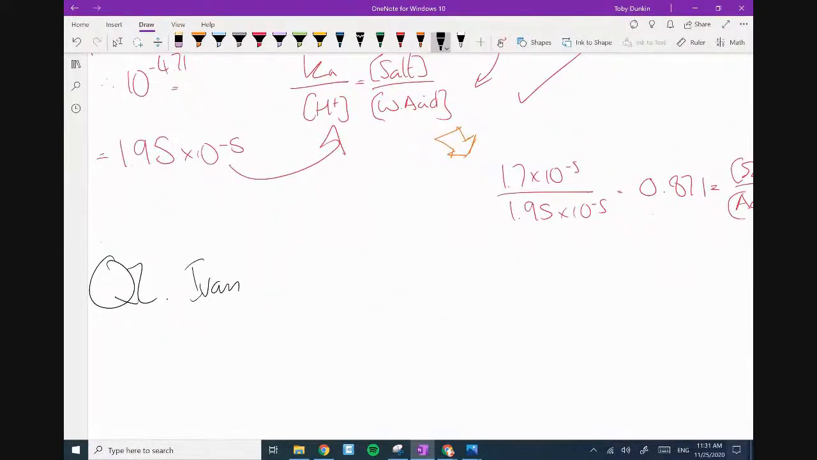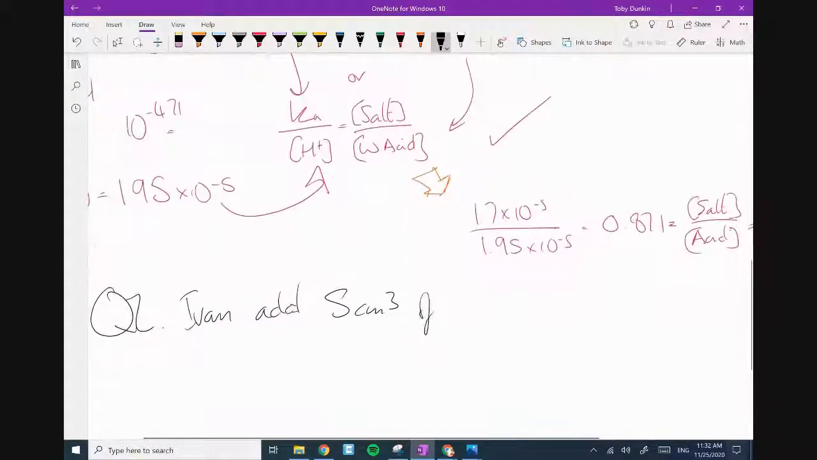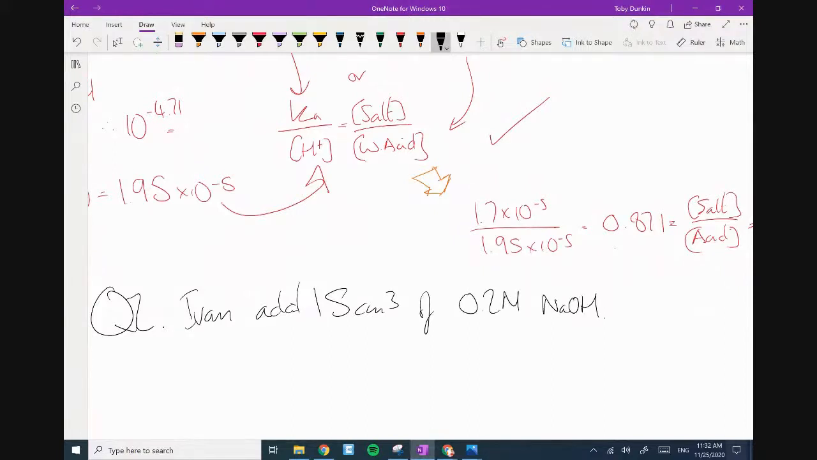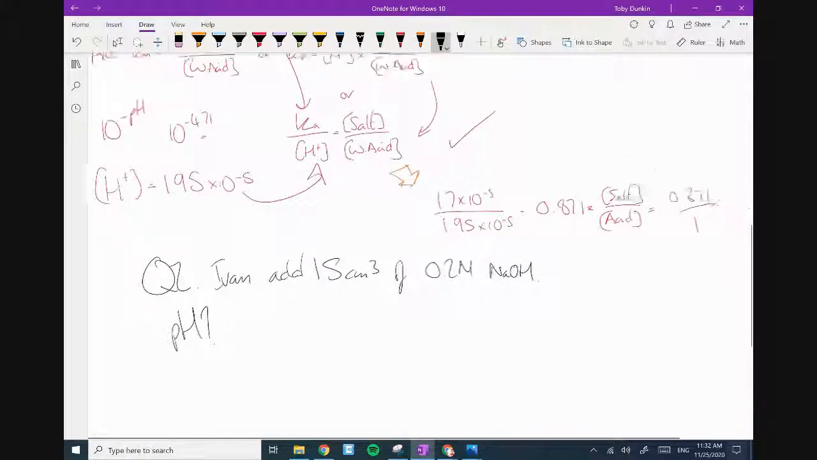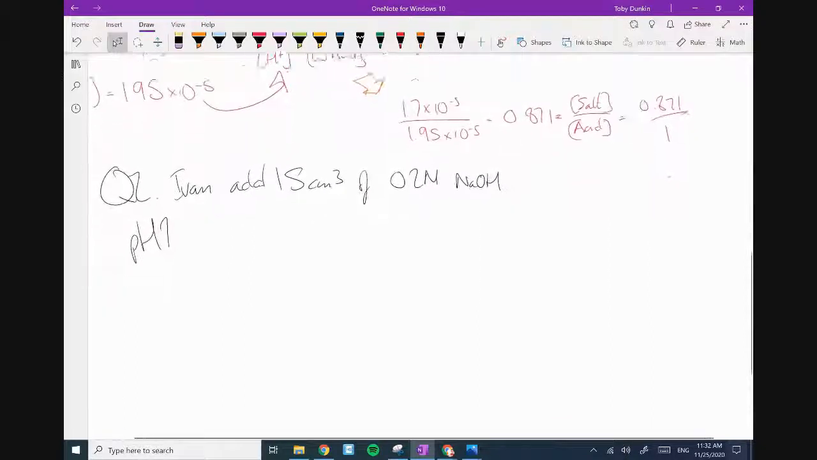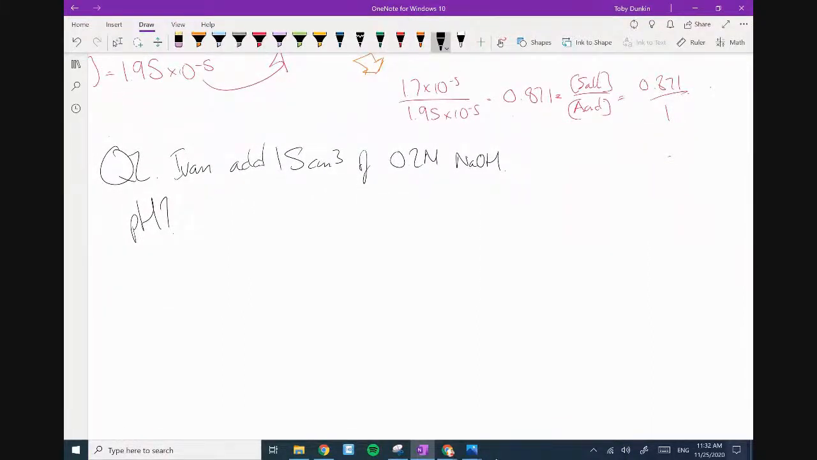Ivan adds 15 centimeters cubed of 0.2 molar sodium hydroxide. New pH, new pH buffer. We know it's going to increase, but only by a tiny amount. So at this point, can we simply state, let's do moles of base.